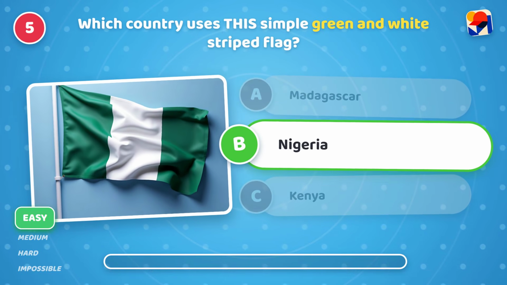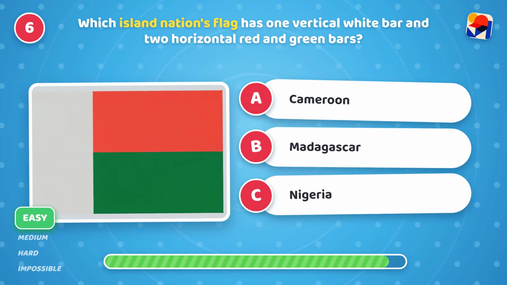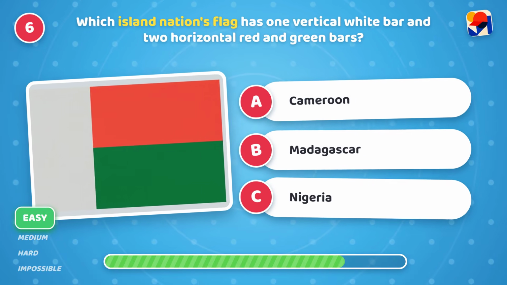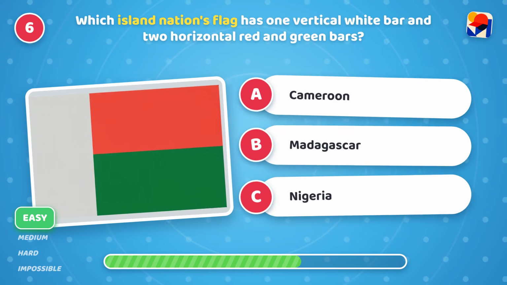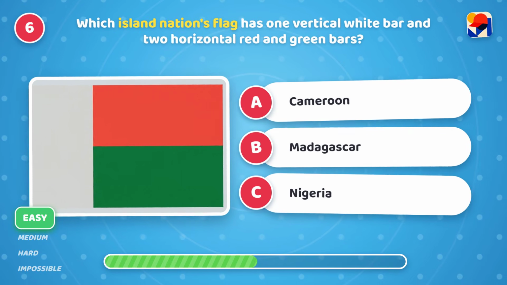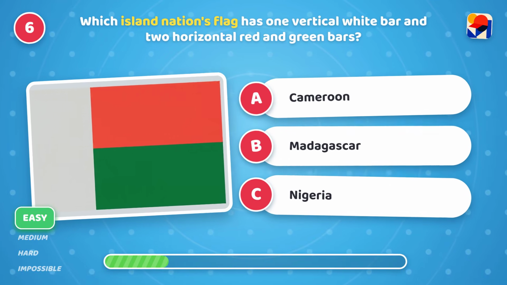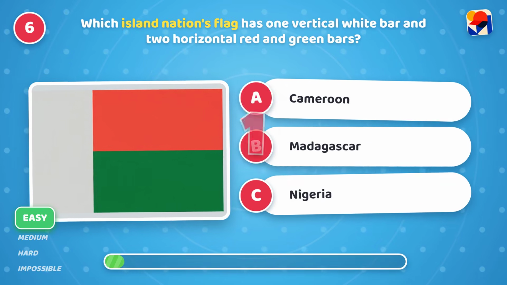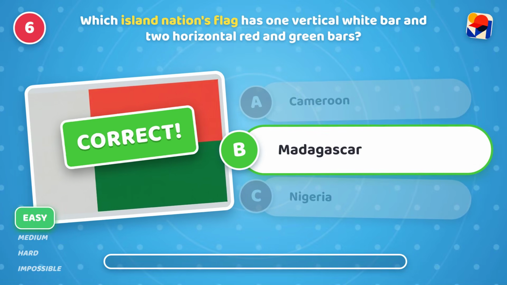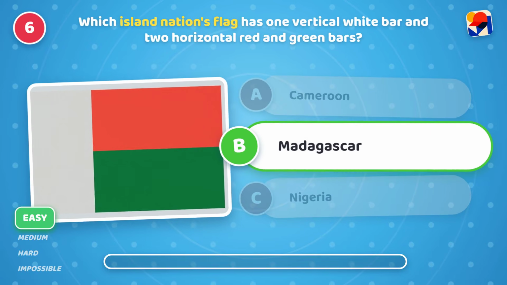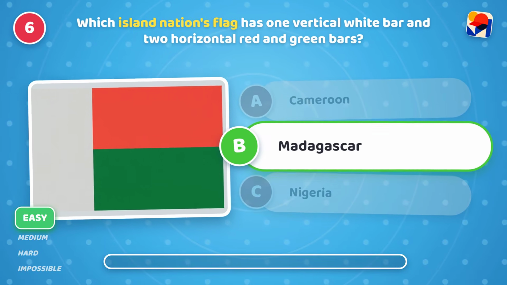White means peace. Which island nation's flag has 1 vertical white bar and 2 horizontal red and green bars? Is it A, Cameroon, B, Madagascar, or C, Nigeria? It's B, Madagascar. Colors represent sovereignty, purity, and hope.